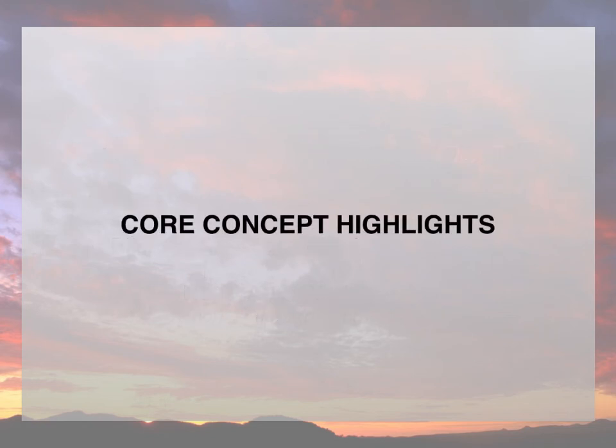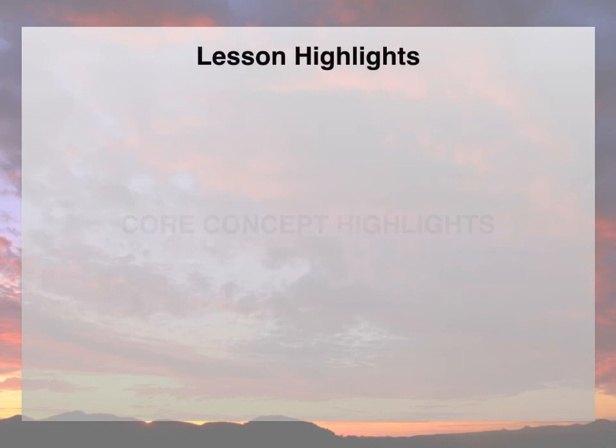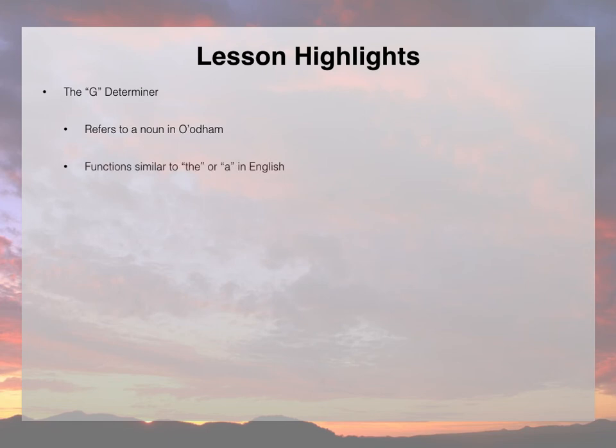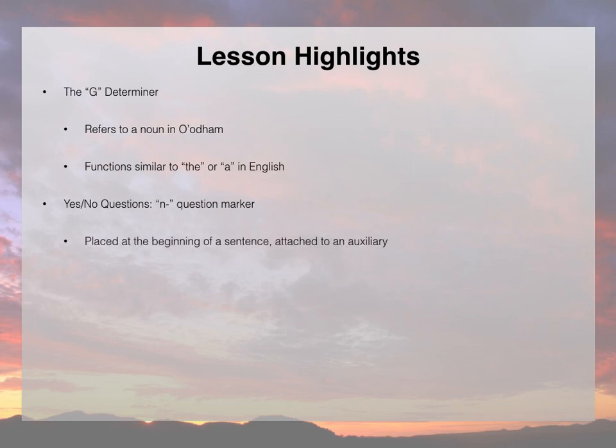So let's look at the core concept highlights of this lesson. In Autumn, we have the g determiner, which refers to a noun. And this functions a lot like the in English, but remember, we never put it at the beginning of a sentence. It always drops out if the subject is at the beginning of a sentence. We have yes or no questions in Autumn that are formed by using the question marker N. This is placed at the beginning of a sentence and attached to an auxiliary. It's used only to formulate yes or no questions where the answer would be yes or no.